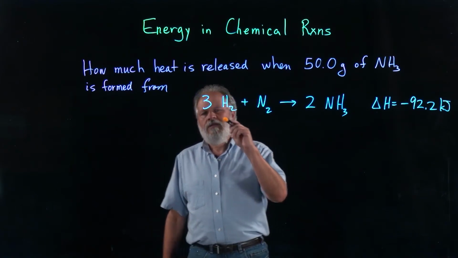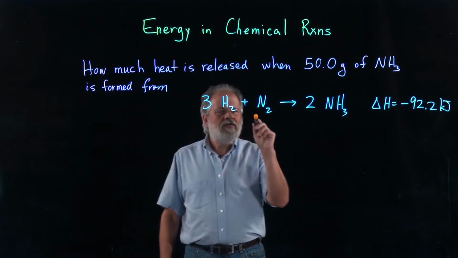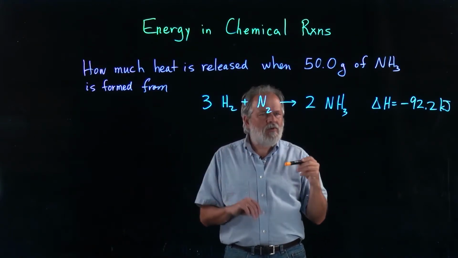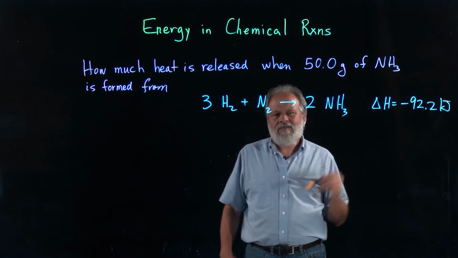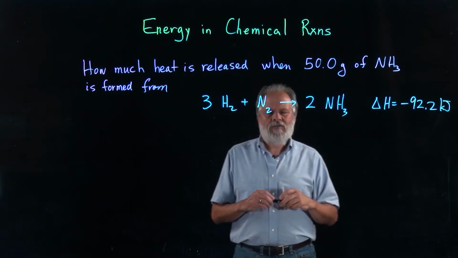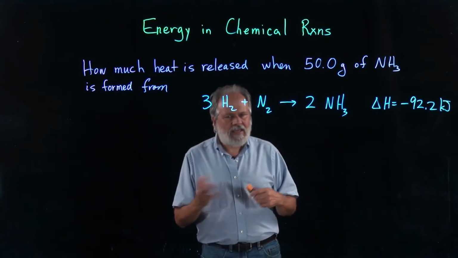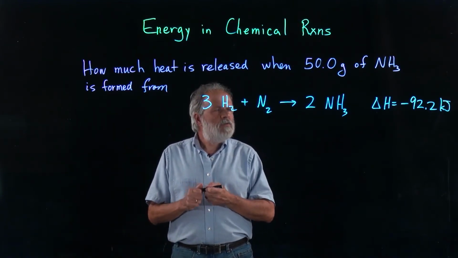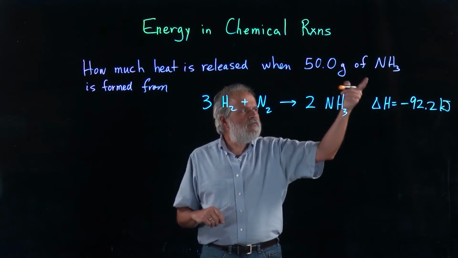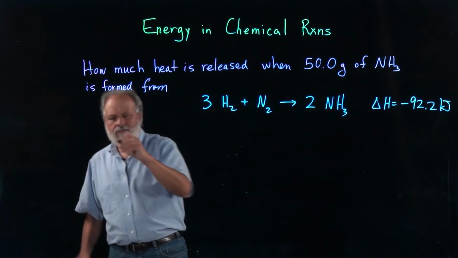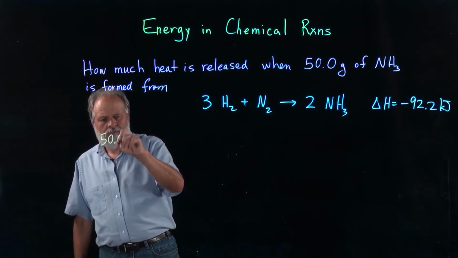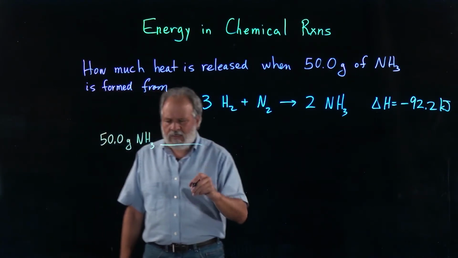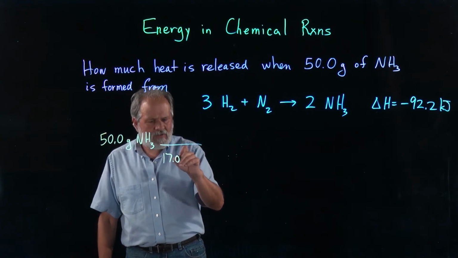And so the equation would be 3 H2 plus 1 N2 gives 2 NH3. And for the reaction in molar quantities, the enthalpy change is minus 92.2 kilojoules. Let's say it's exothermic. So first thing we have to do is convert grams of ammonia to moles of ammonia, for which you need the molar mass, 17.0.